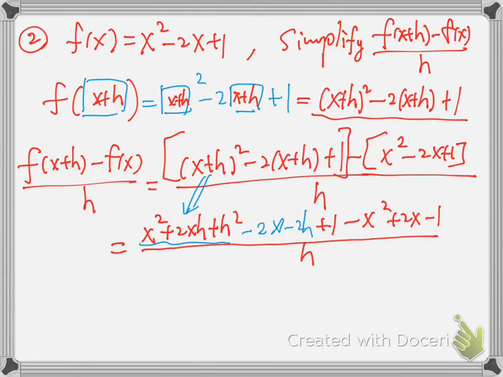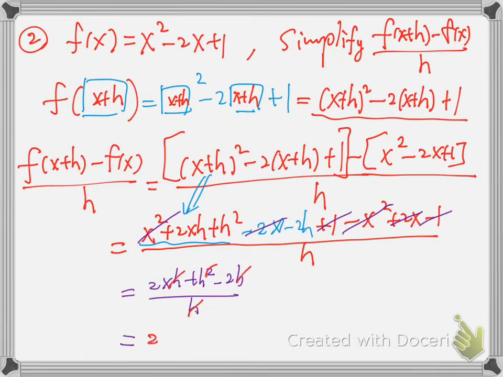Now let's cancel some terms. x squared minus x squared cancelled. Negative 2x cancelled. Positive 1, negative 1 cancelled. So we got 2xh plus h squared minus 2h, divided by h. Now h cancelled. We got 2x plus h minus 2. So that's the answer.